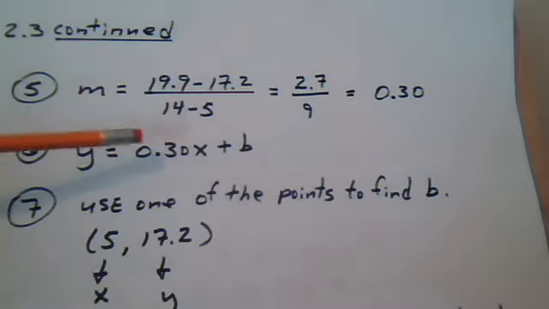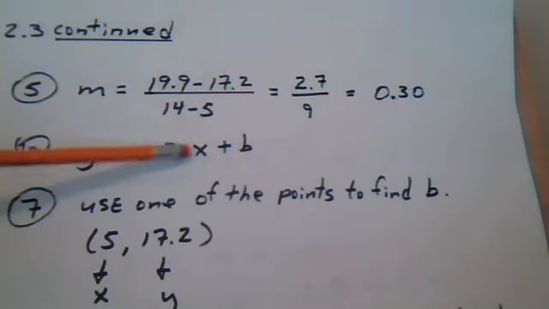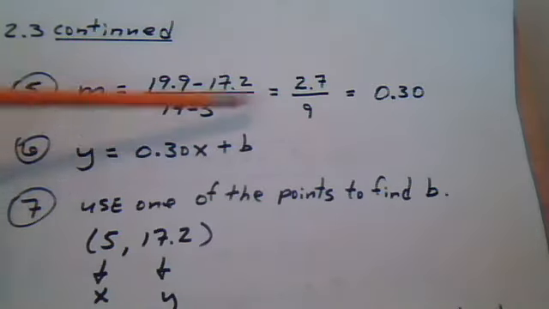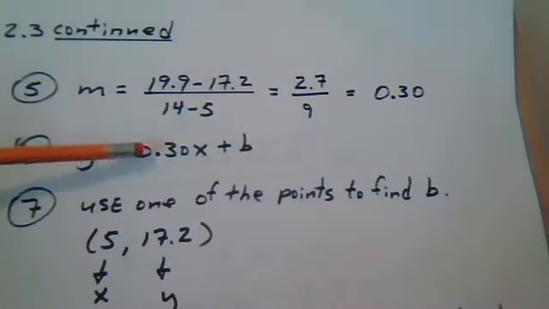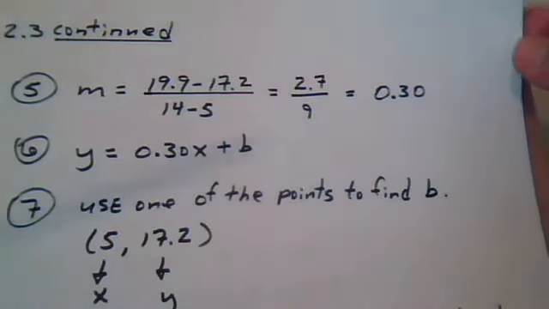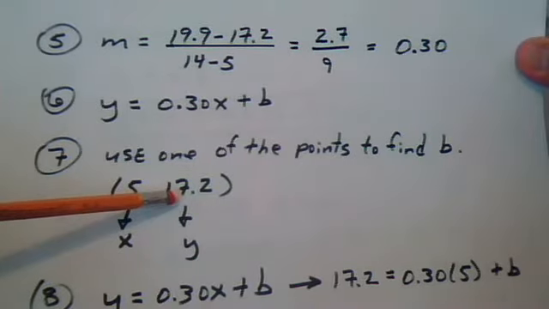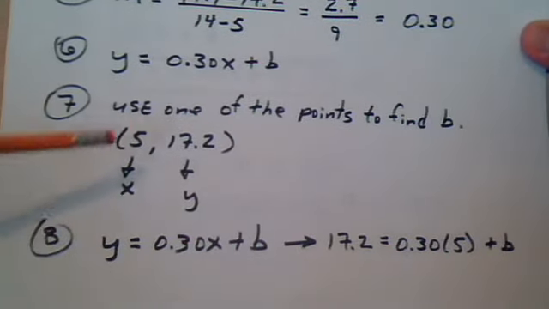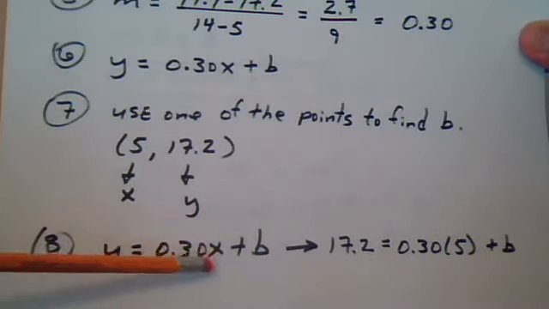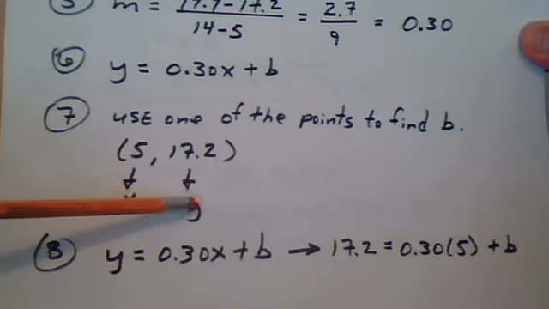So now that you know the m, you put it where the m was. The m was right here, but we know what it is. So you put the number for the m, since we found the m. To find the b, use one of the points to find b. Use one of the 2 points. It doesn't matter which one. Or go ahead and use this point. And notice this is xy. So what we're going to do is this x is going to go here, and this y is going to go here.